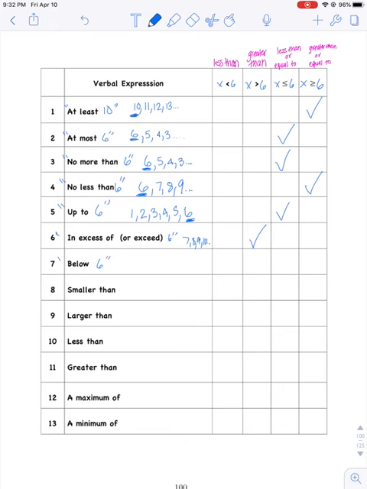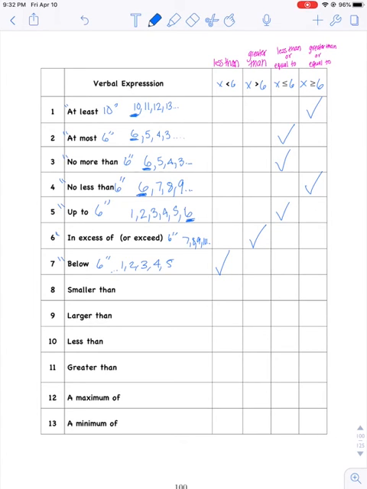How about below 6? Well, below 6 makes me think it can't be 6 itself. But I think it could be numbers that are less than 6. So like 1, 2, 3, 4, 5. Or anything less than 1. Any negatives would work too. So that's going to be less than.